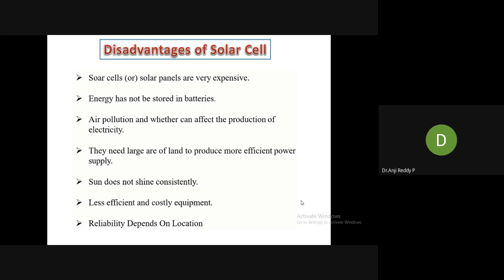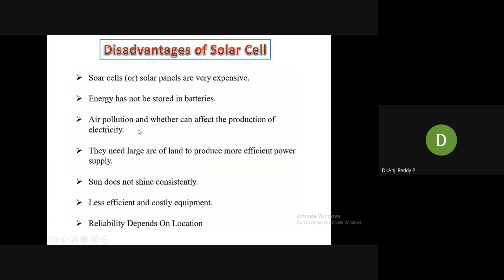Previously, we didn't have batteries directly that we could use. Now we have batteries to store that energy. But if you convert the complete light energy to electric energy, we don't have highly efficient batteries for it. That research is also going on. That means the energy has to be stored in batteries. That is one of the disadvantages.